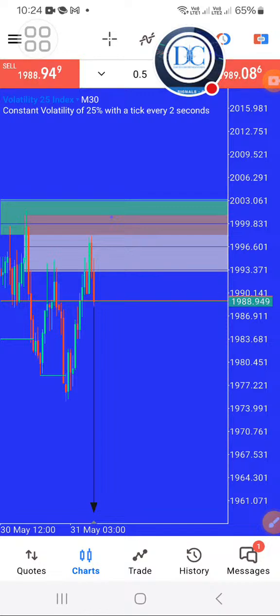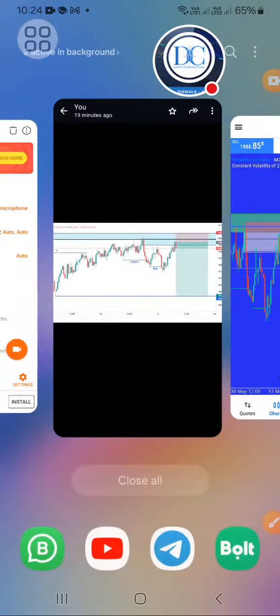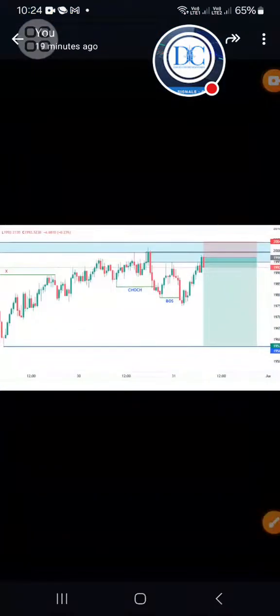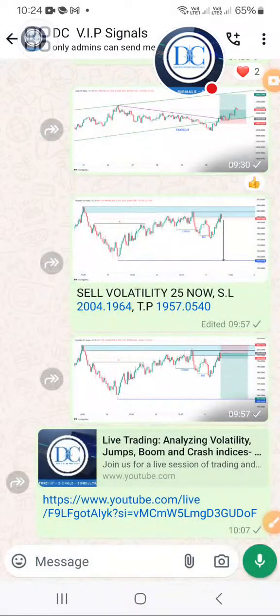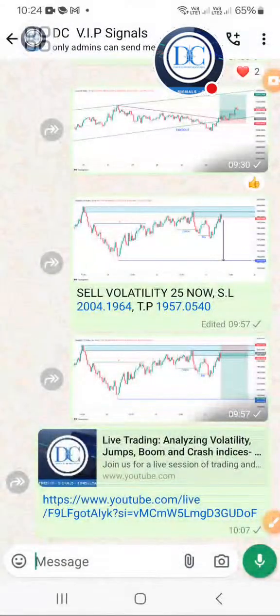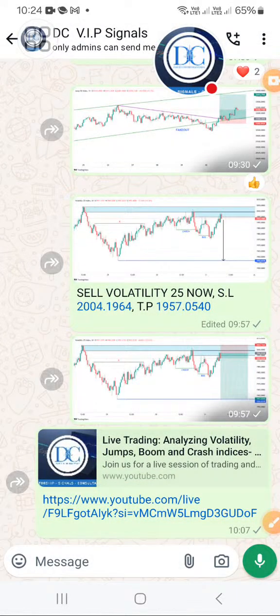We're currently looking at Volatility 25, and we are selling. You can actually sell, but the entry is not that good, but it's fine. There's two times. So these are the values. We're selling Volatility 25. Our SL is 2004, and the TP is 1,957. So basically, this is what we are looking at.